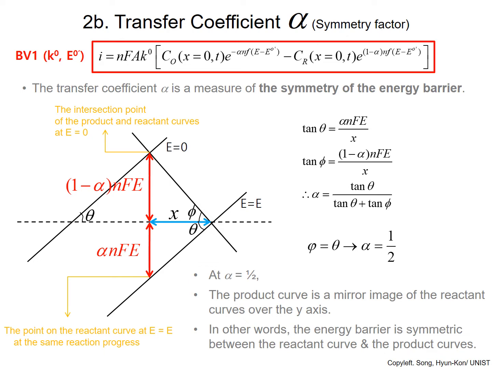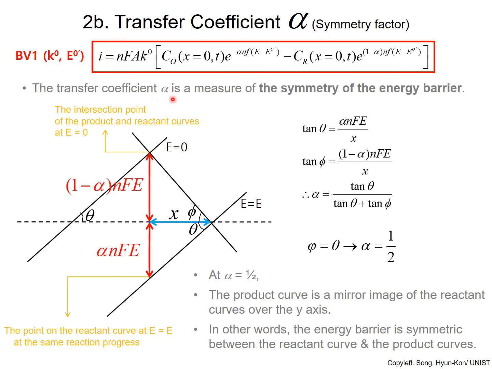Here is the second parameter of the Butler-Volmer equation. That is the transfer coefficient alpha. Sometimes it is called the symmetry factor. Here is the Butler-Volmer equation, and you can find alpha in the exponential function of the potential here for the cathodic process, and also another exponential function of potential for the anodic process. Here is alpha, and here is 1 minus alpha.